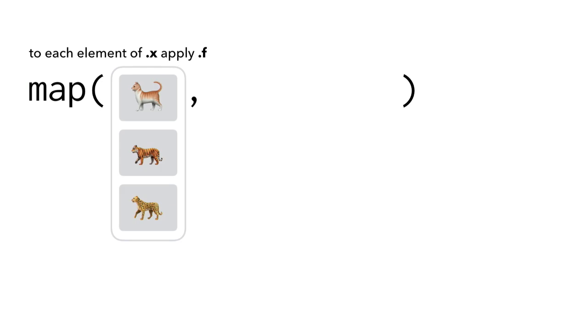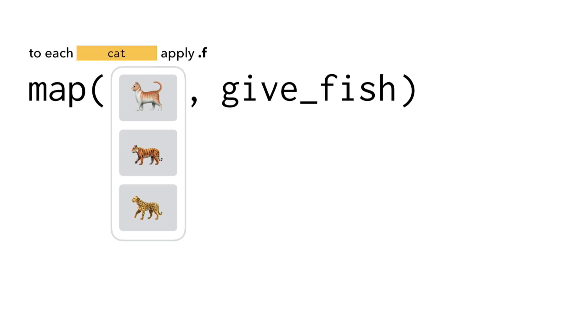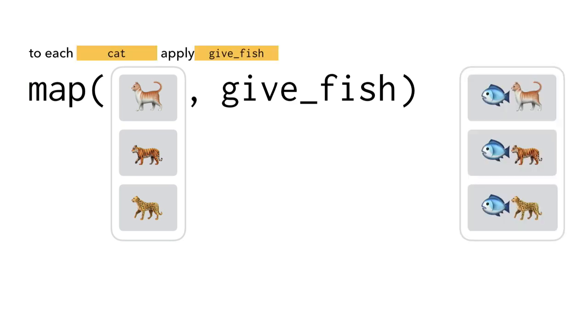So I have my emoji version of these functions to help you remember. Here's my .x, which is a list of cats. So for each cat, you could give it a fish, and the result being a new object, a new list, where each cat now has a fish.